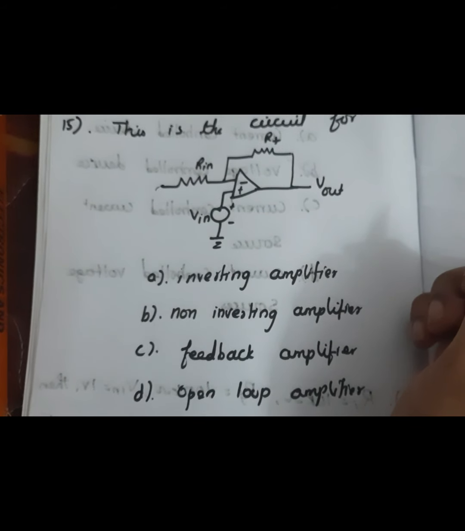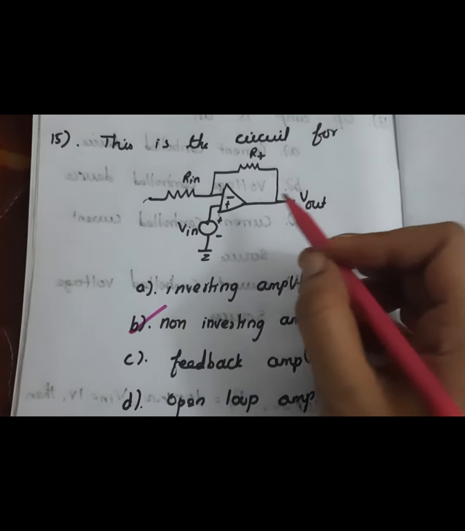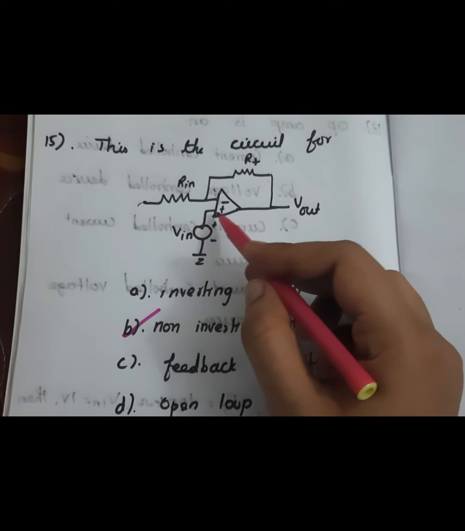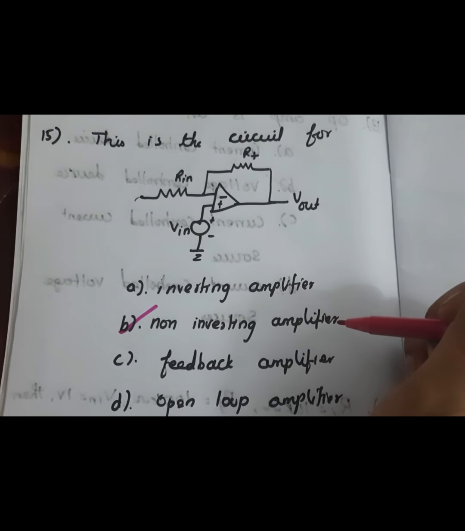The 15th question, this is the circuit for, and here in this circuit the input is given to the non-inverting terminal. So the answer is B, non-inverting amplifier. The input is given to the non-inverting point.